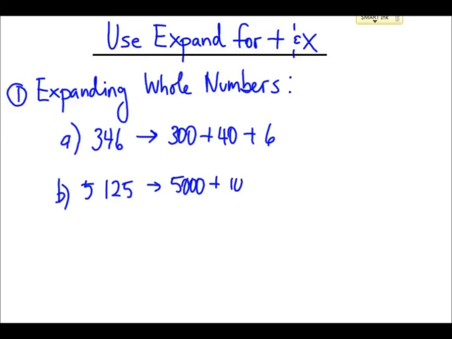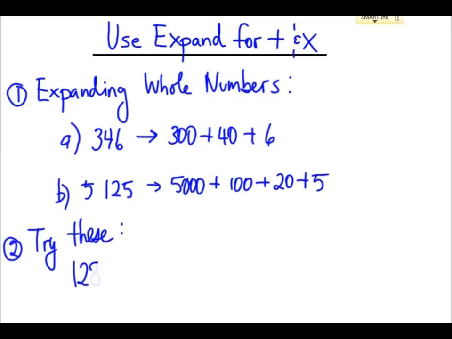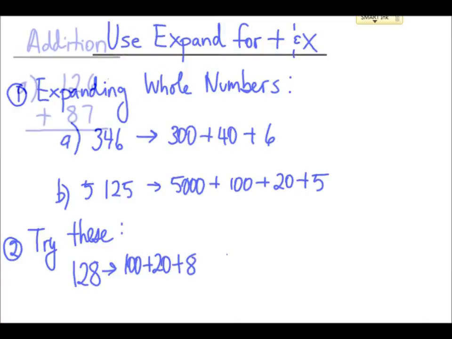5,125. Well, again, we say it like this. 5,125. Try this one on your own. 100 plus 20 plus 8.